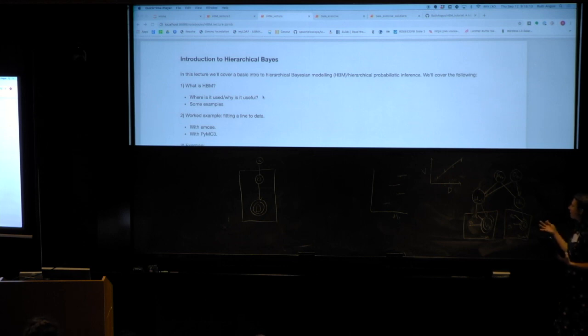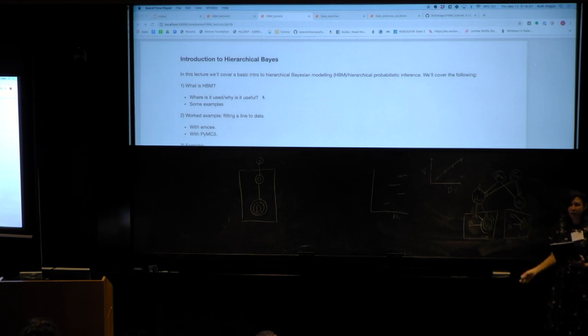Okay, so this is a fairly simple, fairly standard version of a hierarchical model, where you're going from a non-hierarchical version and you're just turning this prior into an open circle and inferring the parameters.